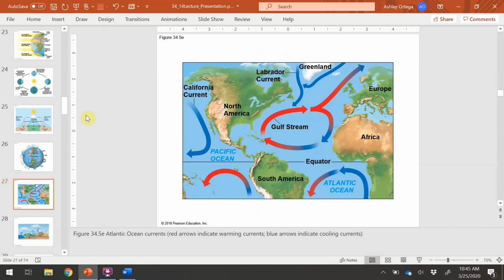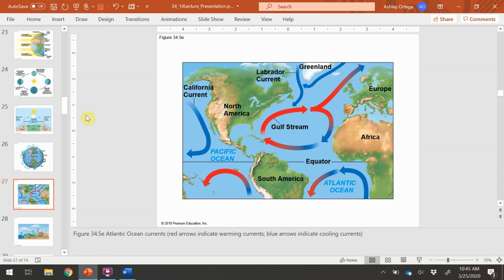All right, moving right along to another global pattern, and that is ocean currents. Ocean currents are well-known, well-established currents that flow of water movement through the oceans. And so here, we will focus on their temperatures and their location with respect to the equator.